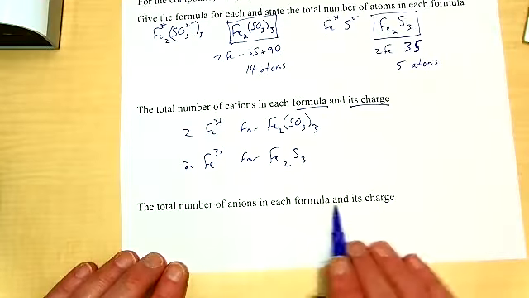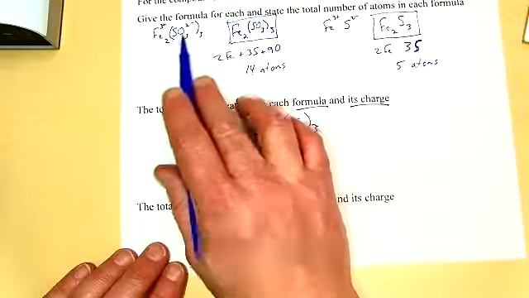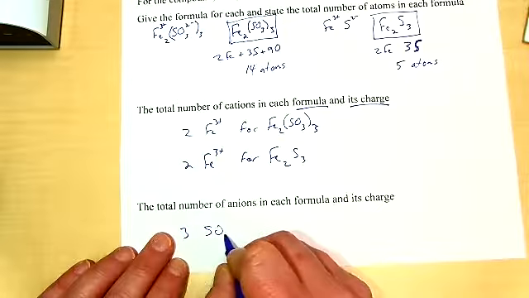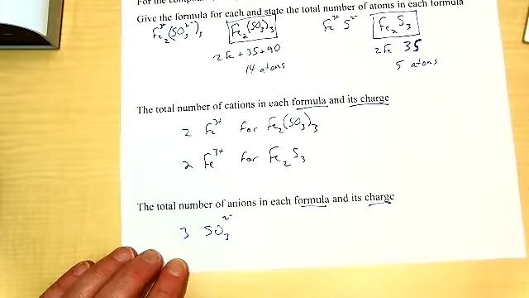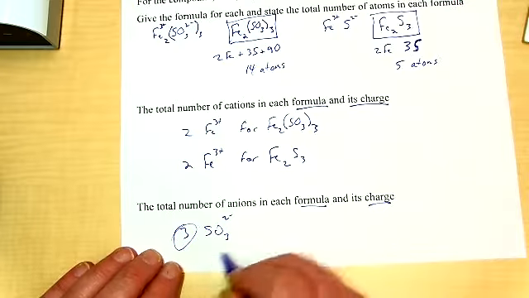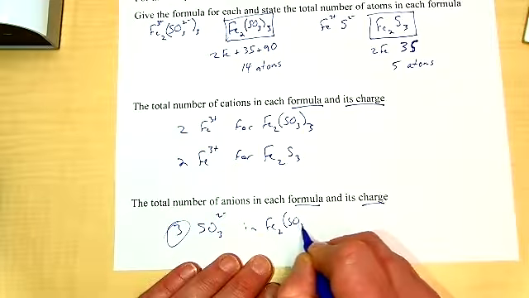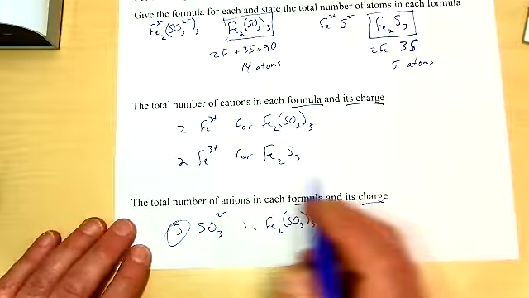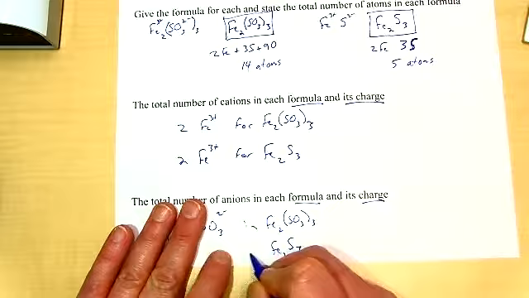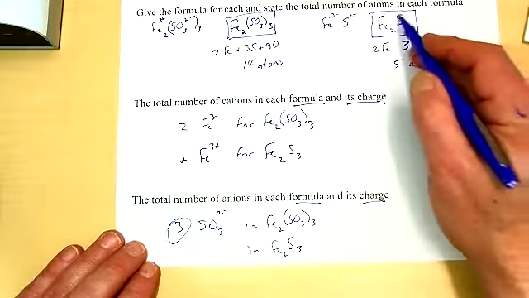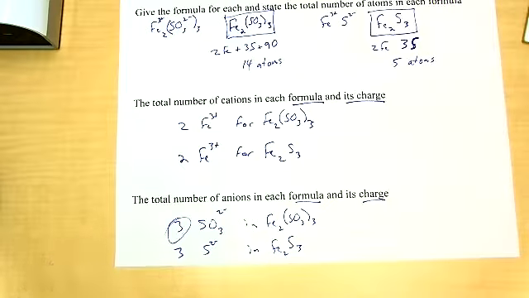Now, the total number of anions in each formula and its charge. In the first compound, we have 3 SO3, and that's a 2- charge. So there's the formula, there's its charge, and we have 3 of them. And then for Fe2S3, we have 3 S2-. All right, hope that was helpful.